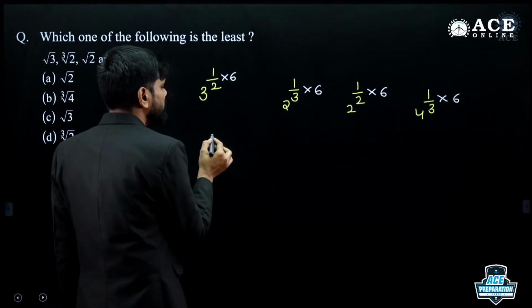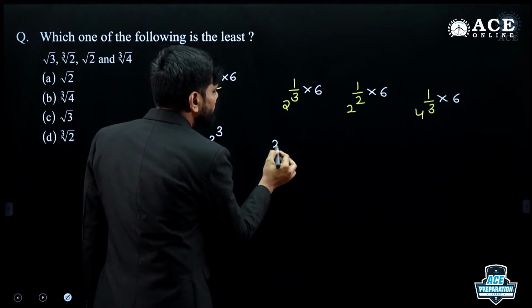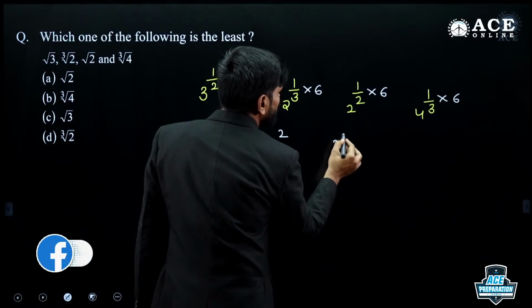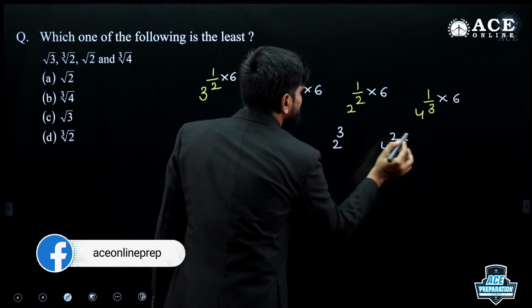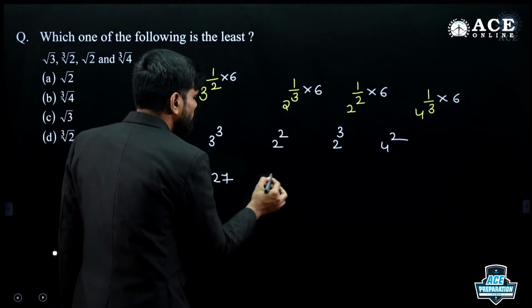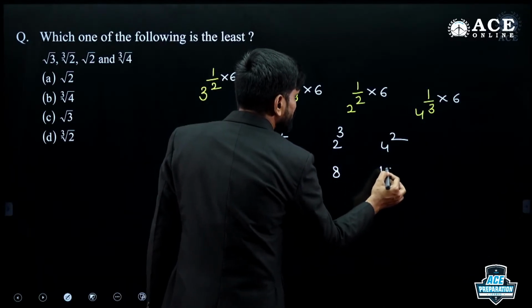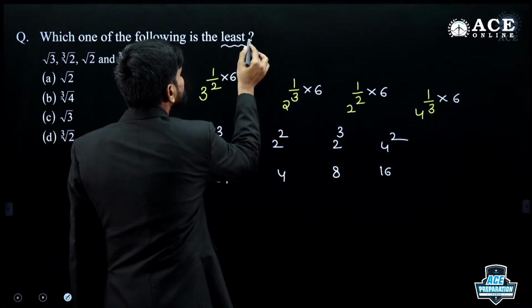This will give you how much, dear? 3 cube is 27, 2 square is 4, again 2 cube is 8, last one 4 square is 16. So 3 cube is 27, 2 square is 4, 2 cube is 8, 4 square is 16. We want the least over here.